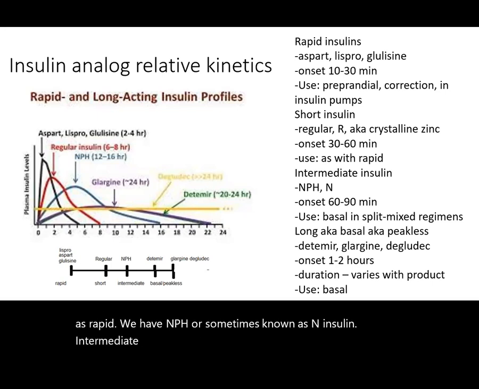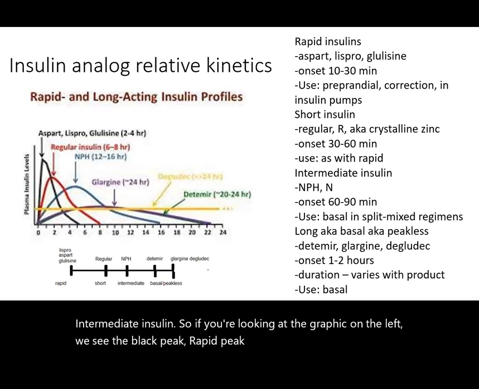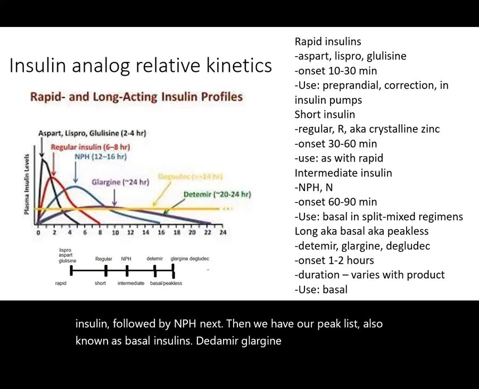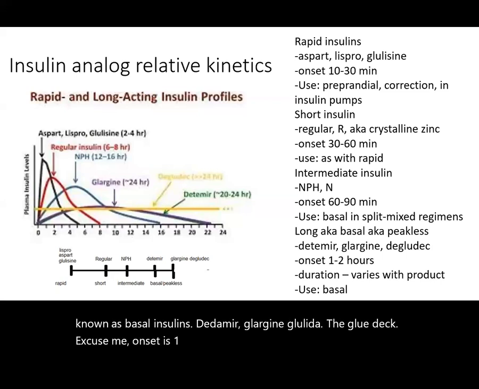If you're looking at the graphic on the left, we see the black peak, rapid peak, aspart, lispro, glulisine, regular insulin, followed by NPH next. Then we have our peakless, also known as basal insulins: detemir, glargine, degludec. Onset is 1 to 2 hours. The duration is going to vary with the product, and these are usually used as basal insulin.